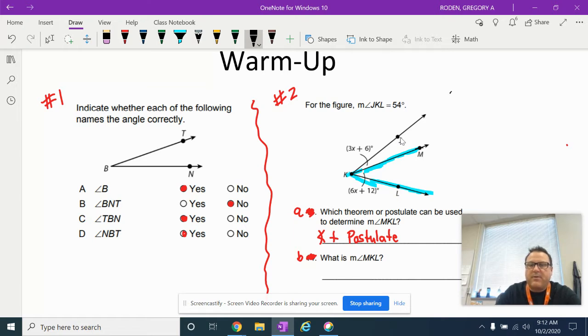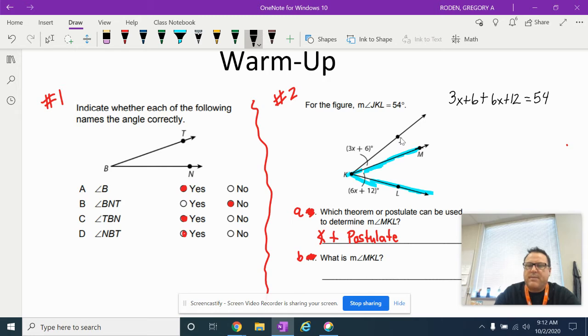We can say, okay, we know that 3x plus 6 is the measure of JKM, plus 6x plus 12, and that's the measure of MKL. And when you add those up, the angle addition postulate says it's going to be 54 degrees, because we're given that it's 54 degrees. We had to be given that information. If we weren't given that information, there's nothing we could do, guys.